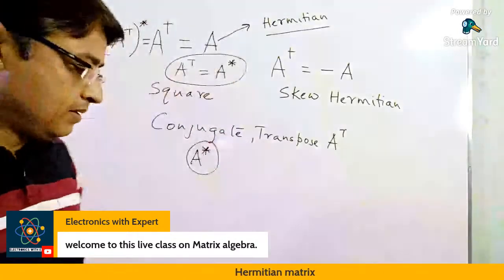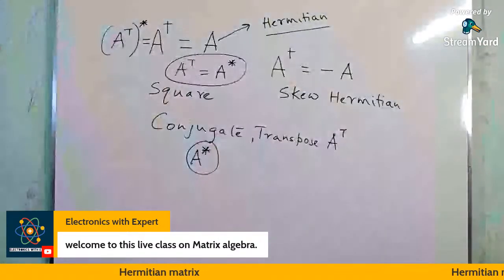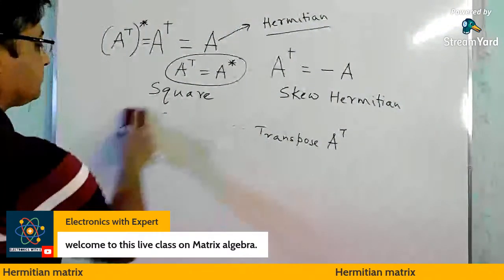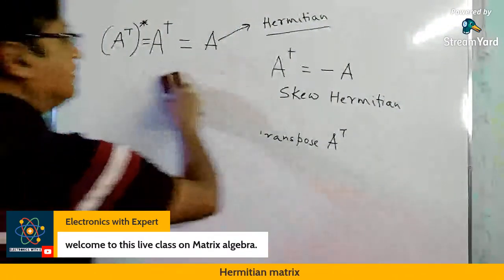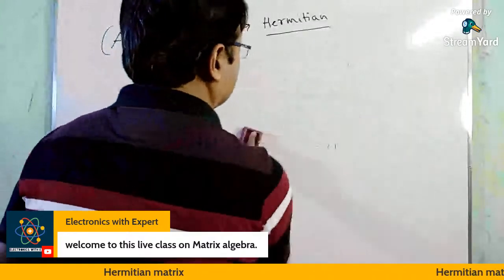Now let's move on to some basic problems. First of all, in this problem, I'm going to show you that every square matrix A can be uniquely expressed as the sum of a Hermitian and a skew Hermitian matrix.